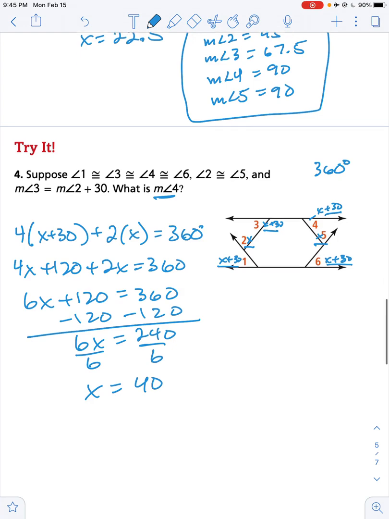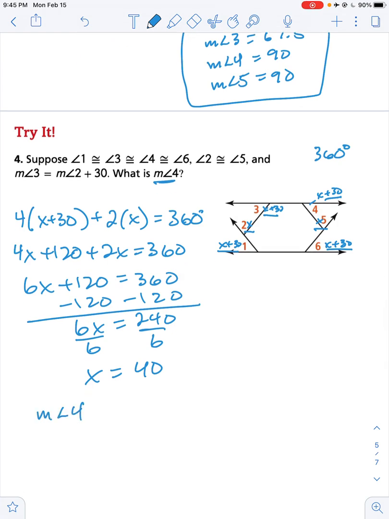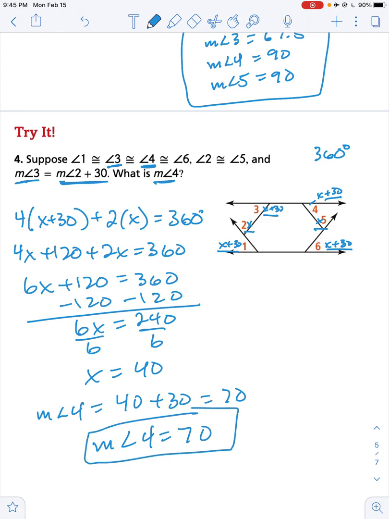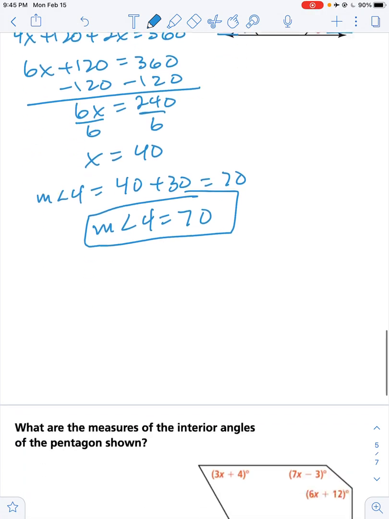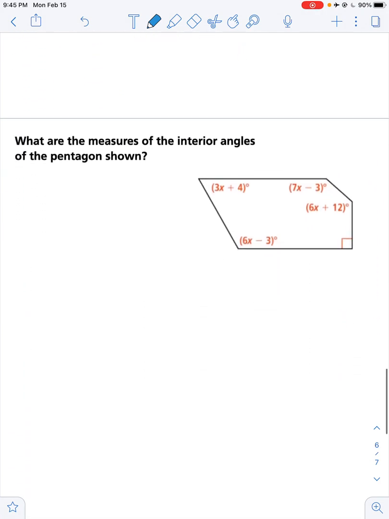So since the measure of angle 4 was equal to 3, right? 4 and 3 are congruent. And it was a measure of 2 plus 30, which is x plus 30. So 40 plus 30, which gives me 70. So the measure of angle 4 is equal to 70, which is what they asked for. Okay. All right, we got one more problem, and then that'll be it.